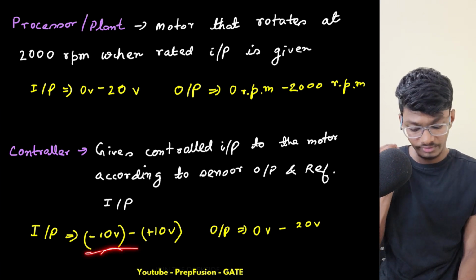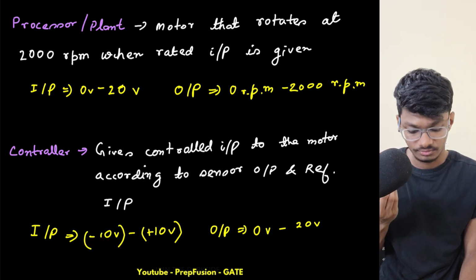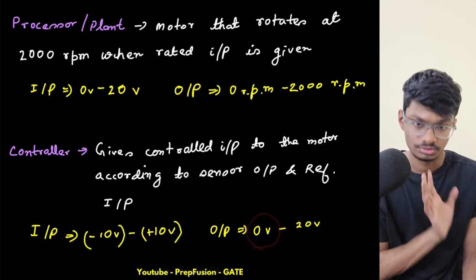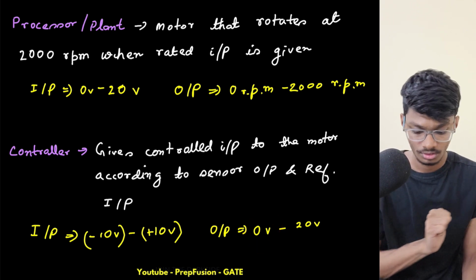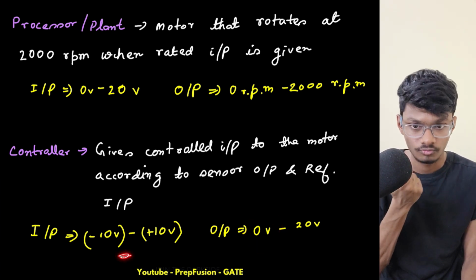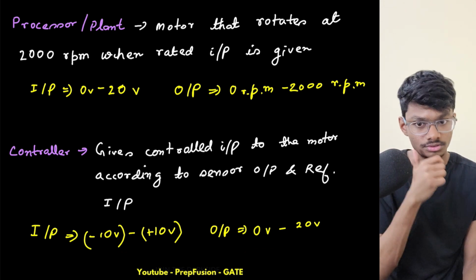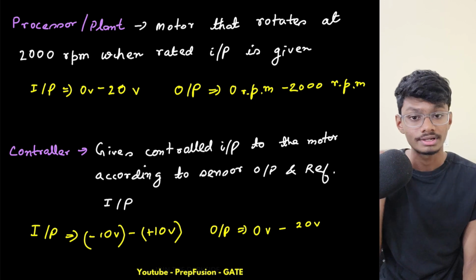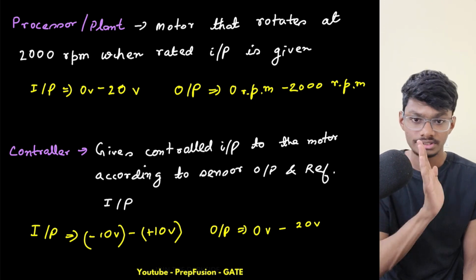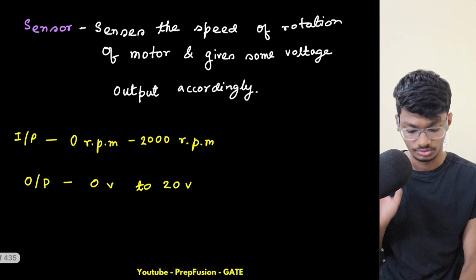Here, if my controller input is minus 10 volts, then the output that I am getting is 0 volts. The controller will give a 0 volt signal. If I am giving 0 volts to the controller, the output isn't 0 volts, it is 10 volts. So do keep that in mind. The controller output isn't 0 when my input to the controller is 0 volts. So this is one thing.